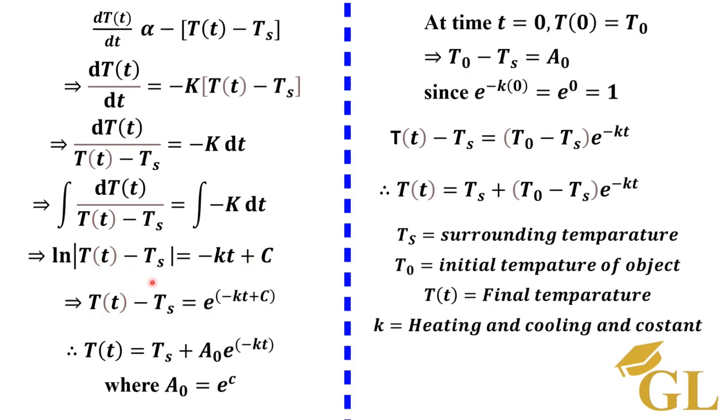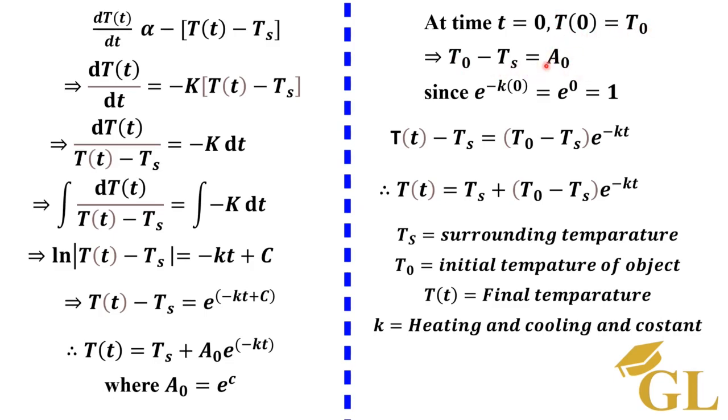Essentially, when we rearrange the above equation, we obtain T(t) minus Ts equals e to the negative kt plus c, and T(t) equals Ts plus A0 e to the negative kt, where A0 equals e to the power c. At time t equals 0, T(0) is equal to T0. It therefore implies that T0 minus Ts is equal to A0.